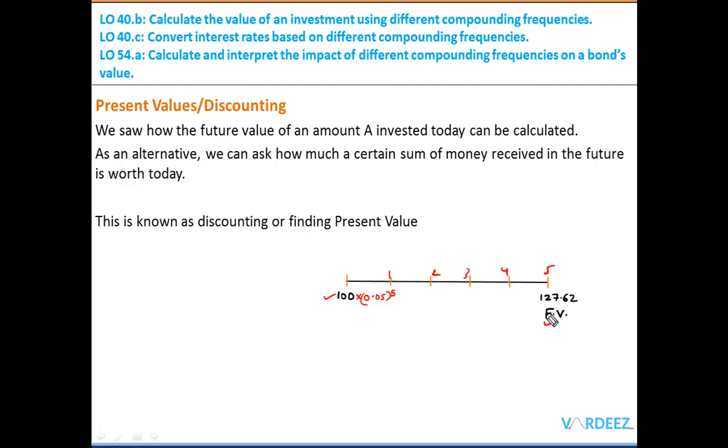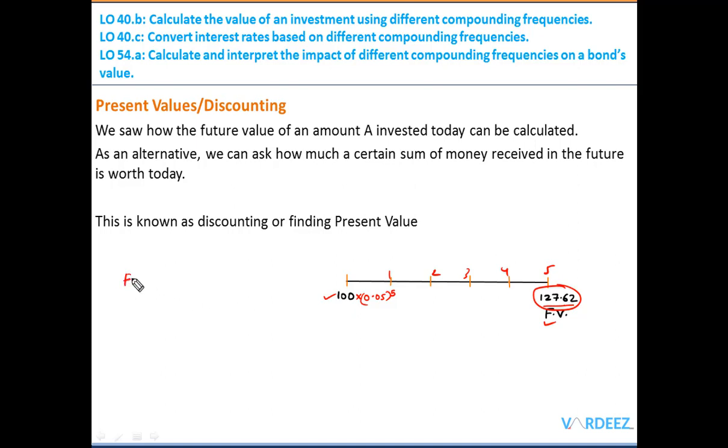So now the question here is, what if I have this value that I will receive in the future, 5 years down the line? What is the present value of this $127.62? What is it worth today, back at day zero? In order to find this present value, all I have to do is one simple piece of algebra. Let me just write it down.